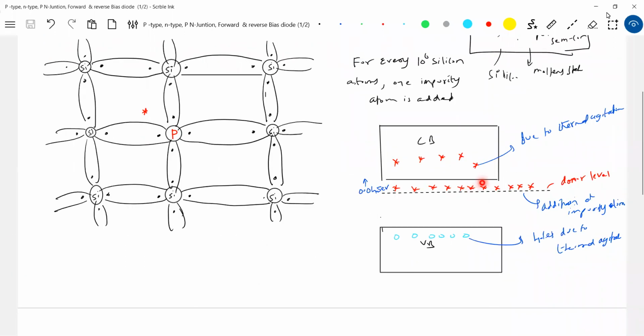This number will far exceed those due to thermal agitation. This is called a donor level, or you can also call this the Fermi level. Just remember that, that's all. Don't go into detail.